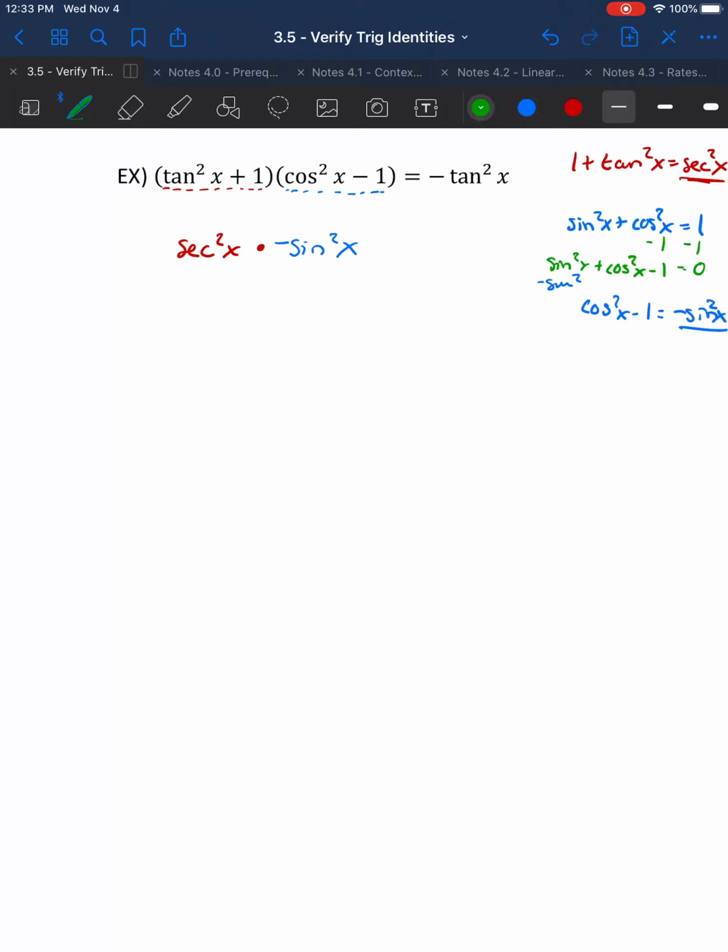Okay. So I had to know two different identities to get here, but this is one possible way to have done this problem. Now if I multiply that, I get negative secant squared sine squared. Okay, well, I know that secant is 1 over cosine, so let's see what that'll do. But since secant is squared, think about it as like squaring each side. So this would be negative 1 over cosine squared, still times my sine squared.